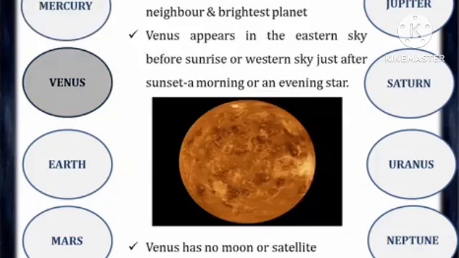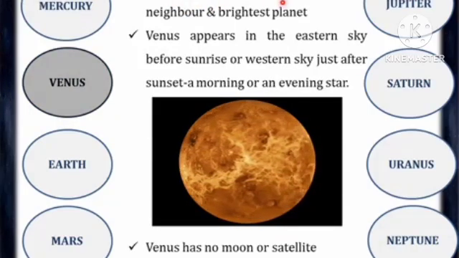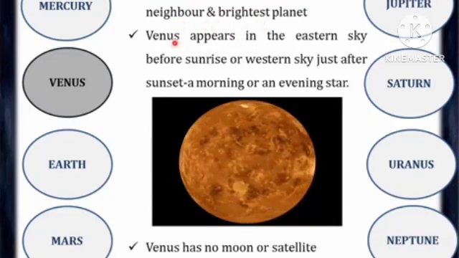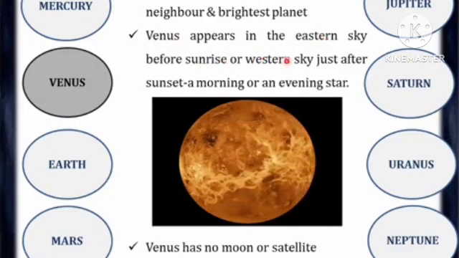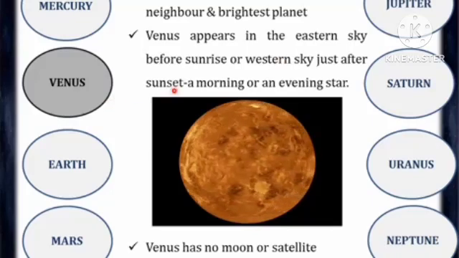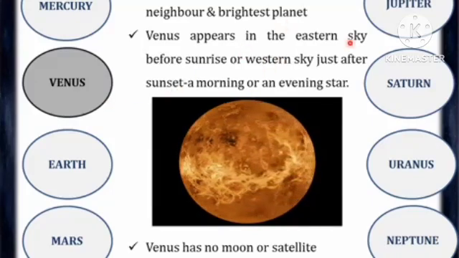The next planet is Venus. Now Venus, also known as Shukra, is the Earth's nearest planetary neighbor, and it is the brightest planet in the night sky. Sometimes Venus appears in the eastern sky before the sunrise, sometimes in the western sky just after the sunset. Therefore, Venus is often called the morning or the evening star, although it's not a star.